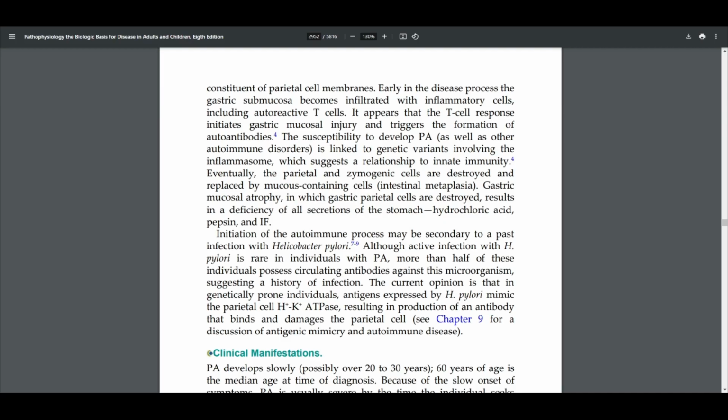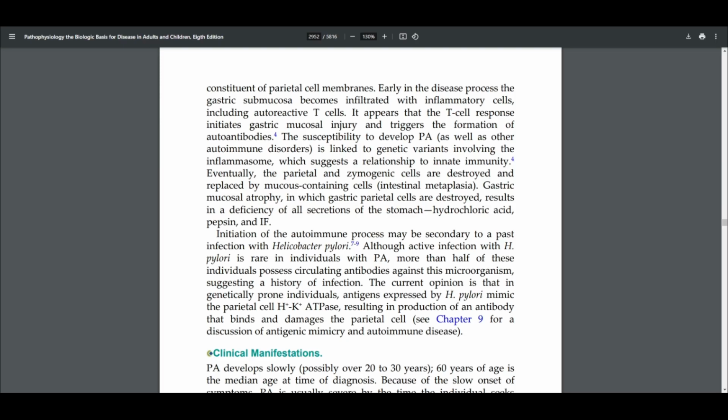Initiation of the autoimmune process may also be secondary due to a past infection of Helicobacter pylori, or H. pylori. Although active infection of H. pylori is considered rare in individuals with pernicious anemia, more than half of these individuals possess circulating antibodies against the microorganism, suggesting that there is a history of infection.